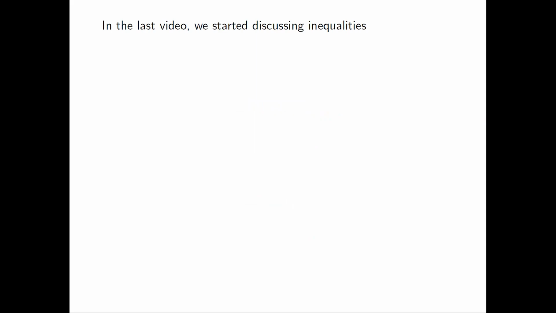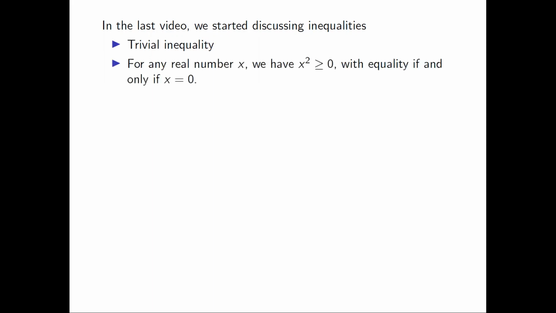We started discussing inequalities in the last video. In that video, we went over two inequalities in particular. We started with the trivial inequality. This one might have seemed really obvious. It says for any real number x, we have x squared is greater than or equal to 0, and we only get the equality case if and only if x is equal to 0.